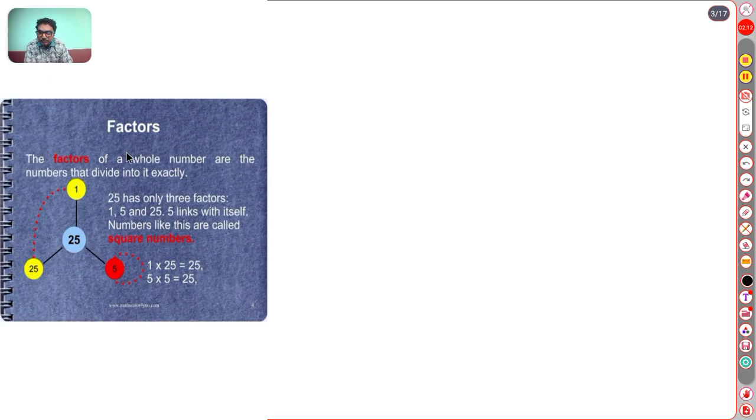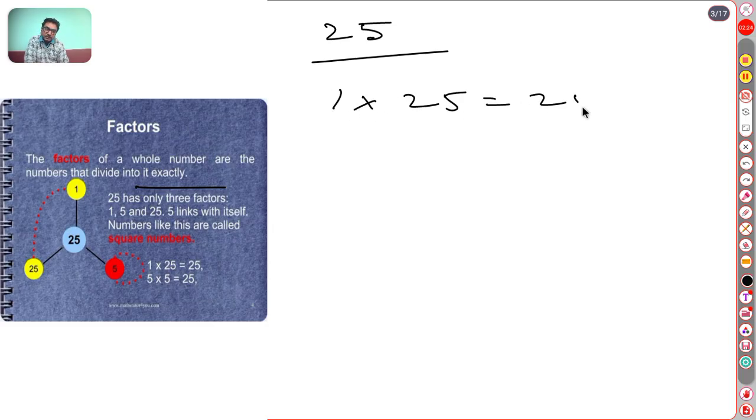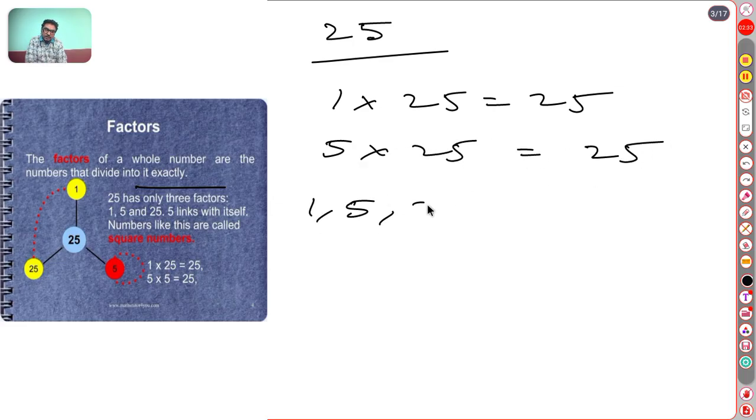The factors of a whole number are the numbers that divide into it exactly. Let us discuss factors with another example: 25. If we multiply 1 by 25 we get 25. If we multiply 5 by 5 then we get 25. So the factors of 25 are 1, 5 and 25.